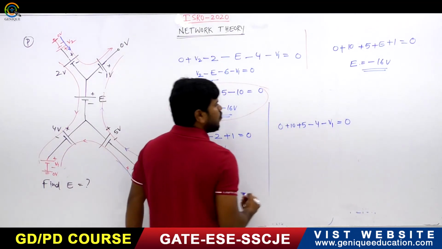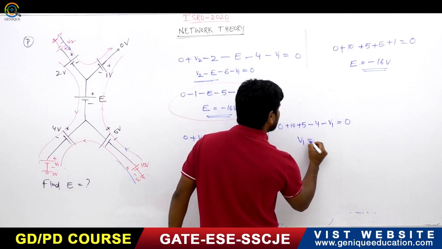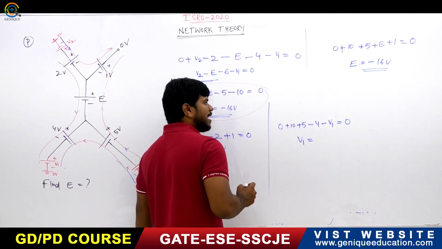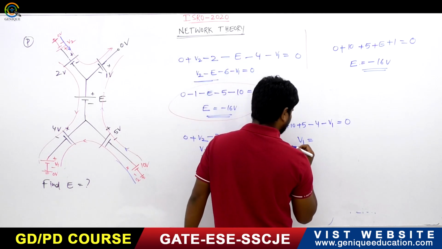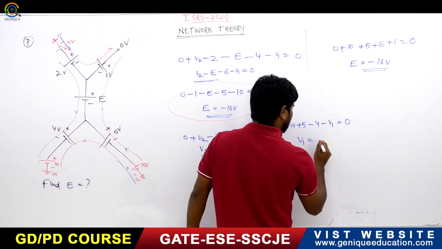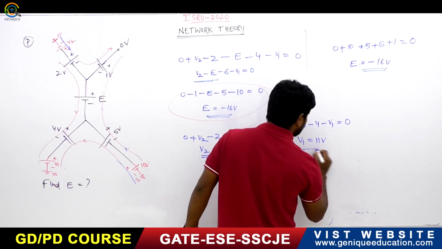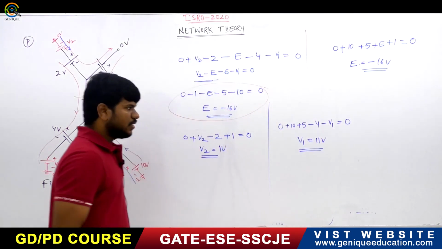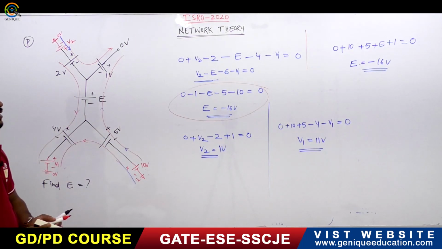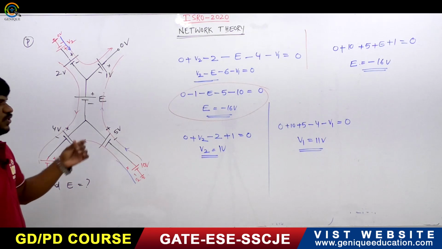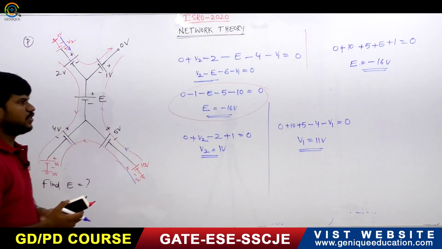Understand? So from this, V1 is equal to 15 minus 4, which is 11 volts. So we got these answers. Right or not? Like this, you have to solve this question.